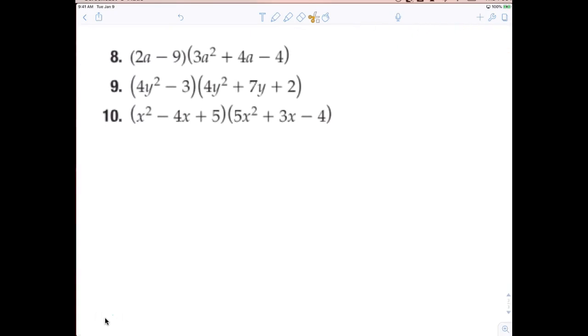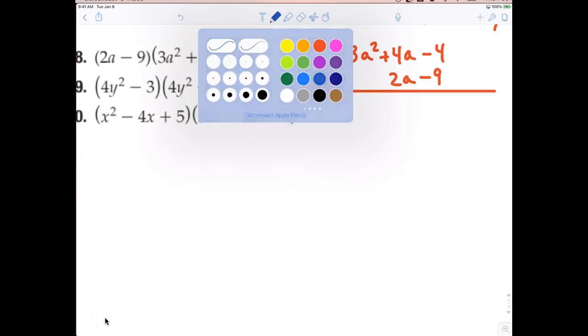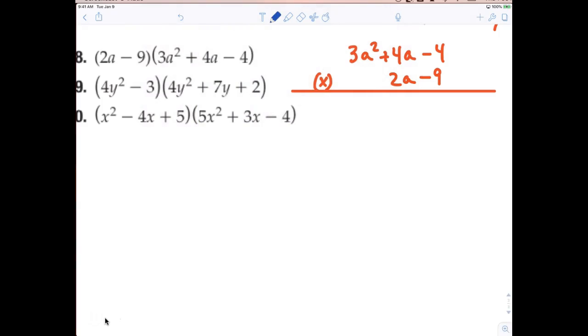Now, for these problems, again, it's the same exact method. What you're going to do is write 3a squared plus 4a minus 4, and then you're going to write 2a minus 9. Same exact process. Now you're going to multiply those together. When you multiply them together, there's no big difference. Just one's a trinomial, one's a binomial. Instead of multiplying it twice, you multiply it 3 times. You'll see what I mean.